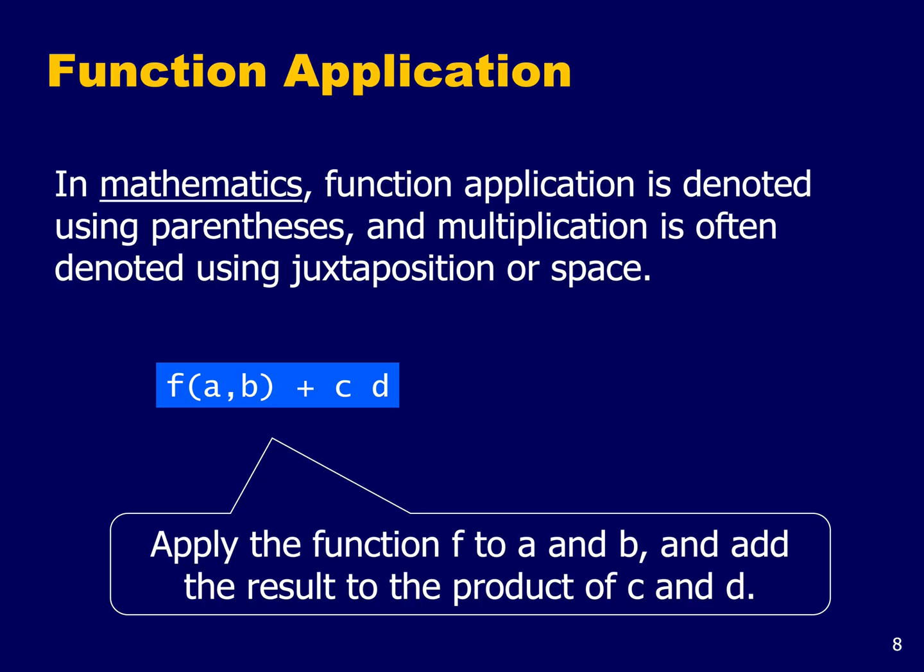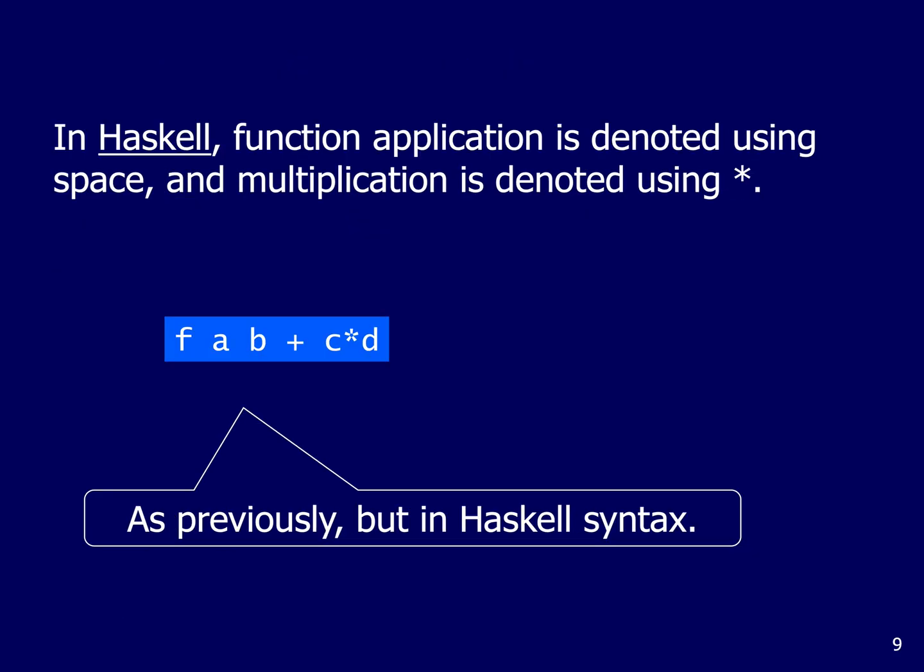So the example I've given you here in the little blue box is we're applying a function f to two arguments, a and b. So I put the arguments in round brackets separated by a comma, and then that will give me a result. And then I'm adding that result onto the product of c and d. So I just write c and d right next to each other. I've put a space between them here, but in maths books, often they would just write c and d jammed right up together. So in mathematics, function application is denoted using round brackets, and you comma separate the arguments.